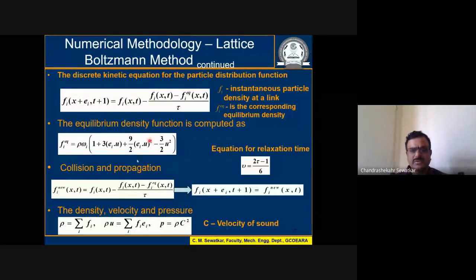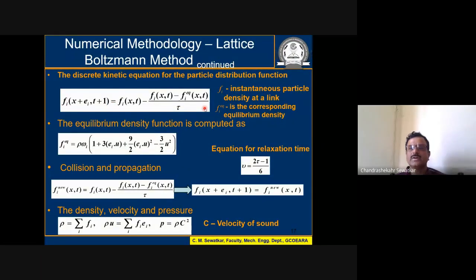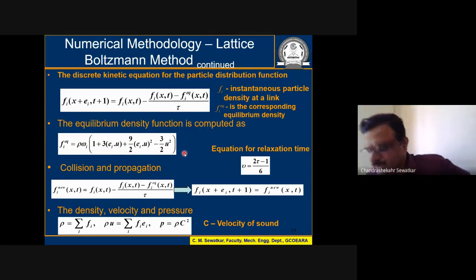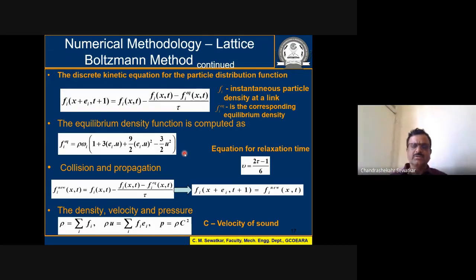These are some of the equations, which I will not go through in detail, but this is a discrete kinetic equation for the particle distribution. Then the equilibrium density function is computed like this. These equations are well discussed in the literature, and there are books available on Lattice-Boltzmann nowadays. This method is widely used by researchers for resolving fluid flow and heat transfer problems. Then the velocity and pressures are calculated by using these equations. I don't want to take you through the detailed mathematics again, but I want to focus on my work.